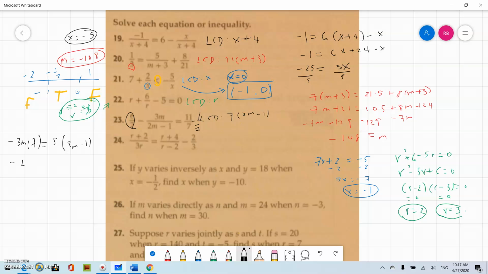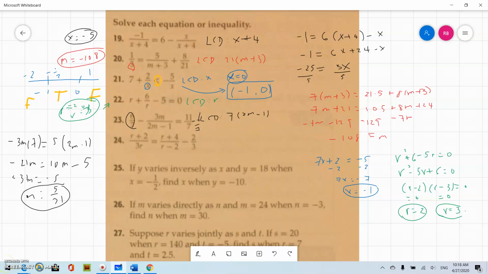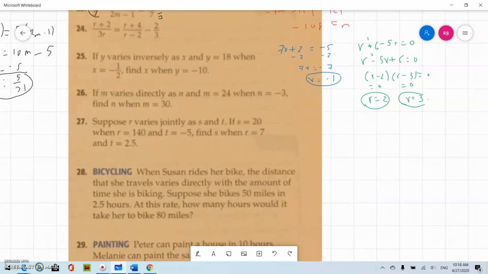So then we distribute. And then I'm going to send the 10m to the other side, and then divide both sides by negative 31. So my m value is 5 over 31. And I'm going to check if that's correct. When I checked on the calculator, it was correct. So let's go to 24. I'm going to use this space right here.